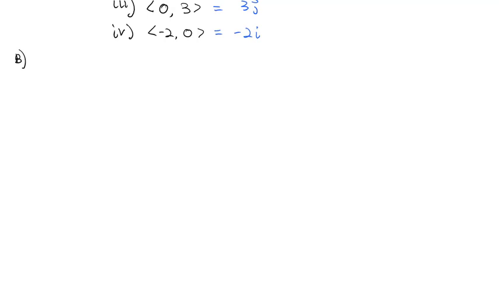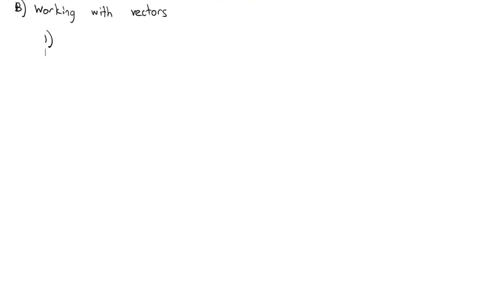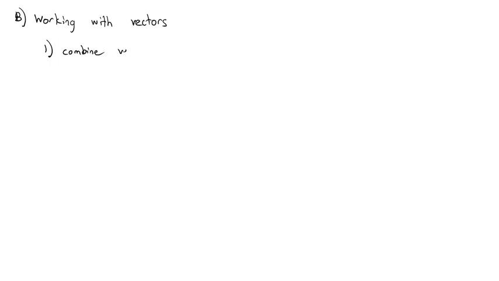All right, now that we've taken the time to define vectors, let's see if we can do a little bit of work with vectors. Working with vectors is really what we're going to do this entire chapter. But looking at some basic operations with vectors, one thing we can do is combine them together. Let's say vector v is equal to x1, y1, and vector w is equal to x2, y2.